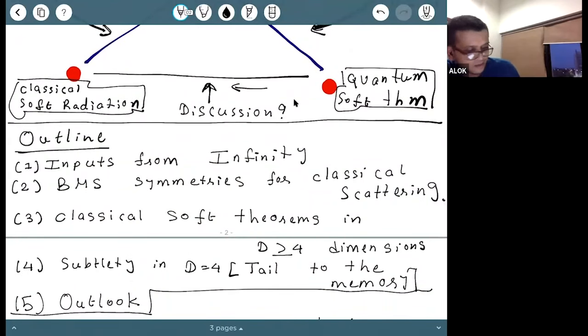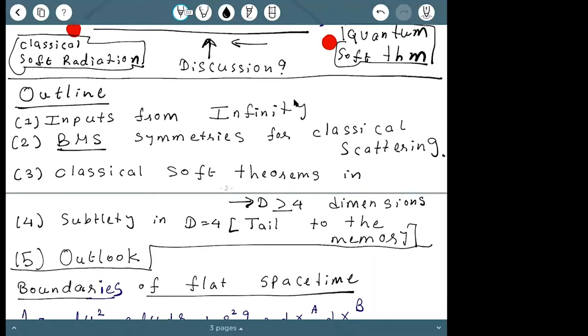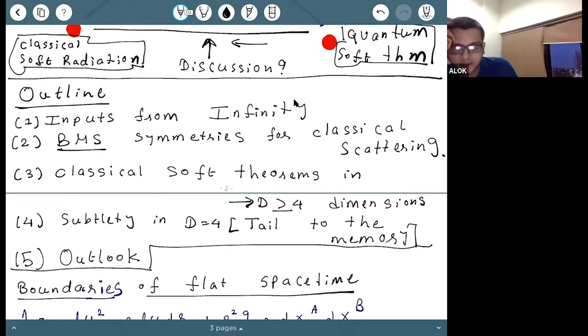Because we are going to deal with radiation, the nicest place to study radiation is infinity. So we have to have some formal structure of infinity that we will study first. And then we will see that there are infinite dimensional symmetries in classical gravity, which perhaps most of you are familiar with, but we briefly review, known as BMS symmetries. And then I will try to convince you that there are certain universal results if we study soft radiation in gravity theory in d greater than or equal to 4 dimensions. And actually there are some subtleties in 4 dimensions which give rise to interesting observables called tail and memory, which, if I have time, I will discuss. So maybe I just start from here, but please feel free to stop me at any time and ask questions.